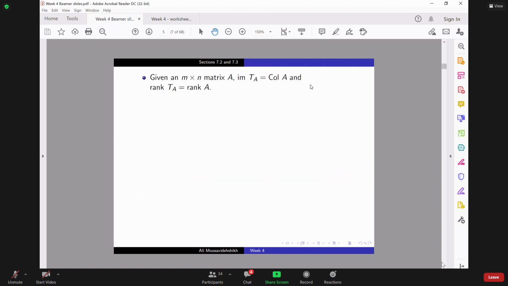Given an n by n matrix A, the image of T_A is the column space of A, and the rank of T_A is just the rank of A. Remember, T_A, just in case you've forgotten, is defined as multiplication by A. Now, to see why this is true, that's what I did on the original line: I factored out the a, the b, and the c in the coordinates.